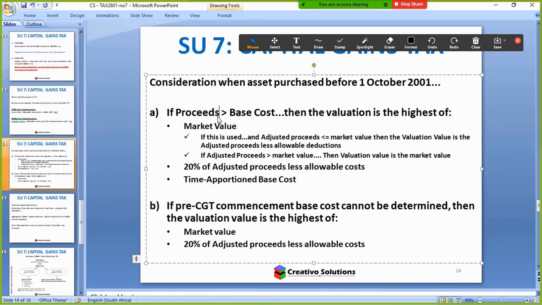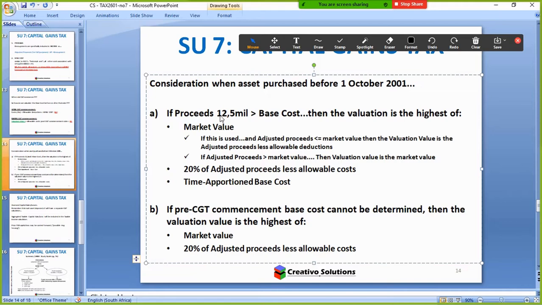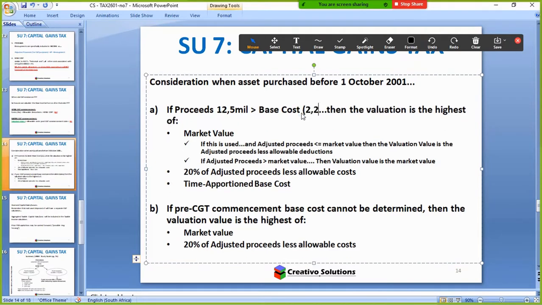Okay, so now we need to do the last step. I'm going to type in here. Let me just save this first. Proceeds were what? 12.5 million. Do you agree? Yes. Base cost is what you just worked out. What did you get? 2,268, and then 3 zeros. Okay, that's fine. So are the proceeds greater than the base cost? Yes. So the valuation value is the highest of market value. What is the market value? 12 million.